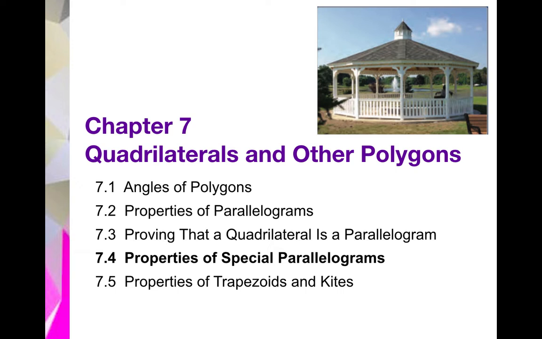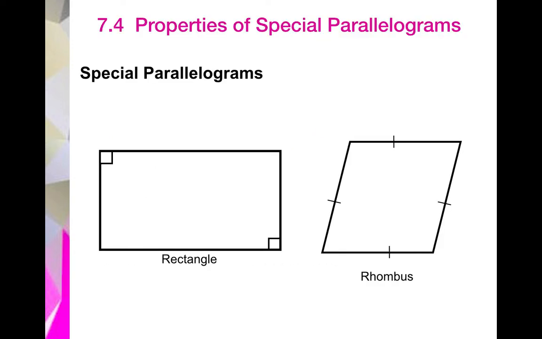We've been looking at general parallelograms, and now we're going to look at two in particular that are special: the rectangle and the rhombus. The thing that's special about the rectangle is that all the internal angles are 90 degrees. For the rhombus, what's special about it is that the sides are all congruent. So these are parallelograms, since the sides are parallel to each other, but they're special in each case.